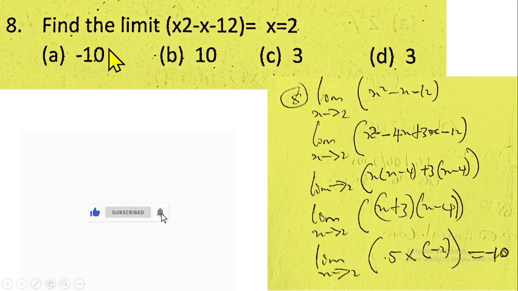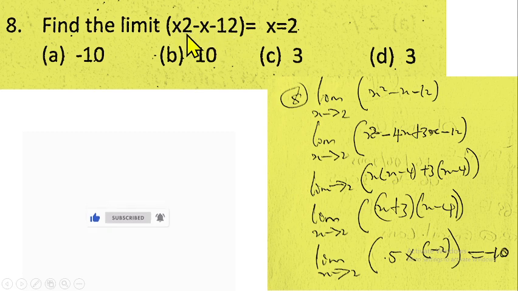Question number 8: you have to find the limit of x squared minus x minus 12 as x tends to 2. Forget about the way it is written, that's a mistake. So this is x squared minus x minus 12, x tends to 2. You can easily substitute the value of x here.